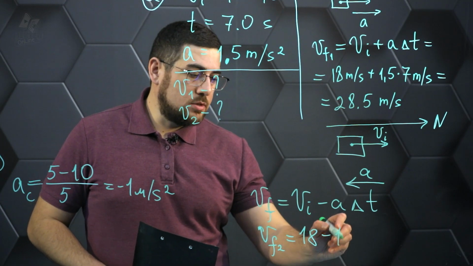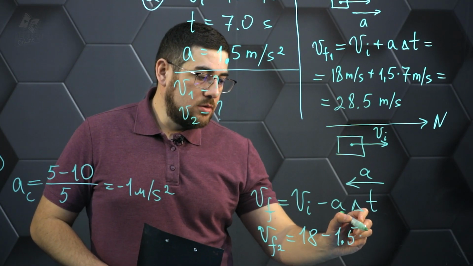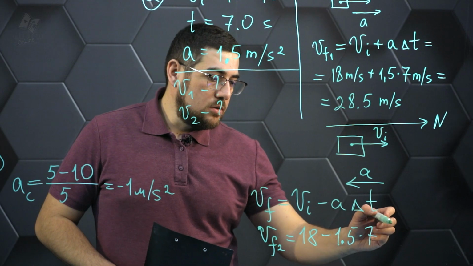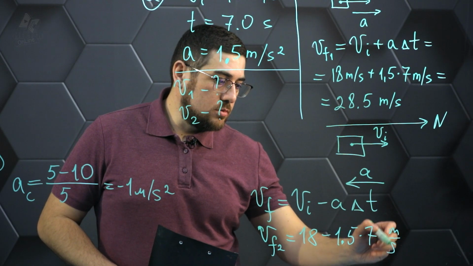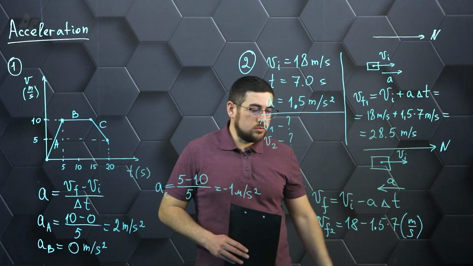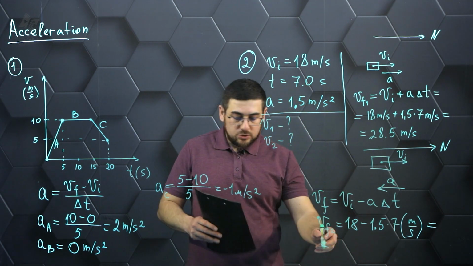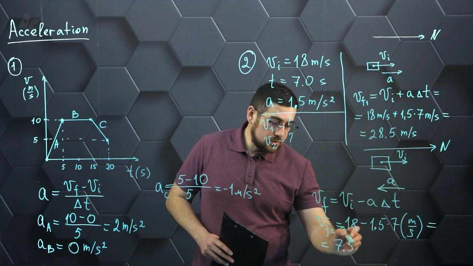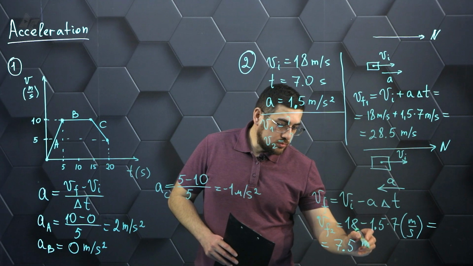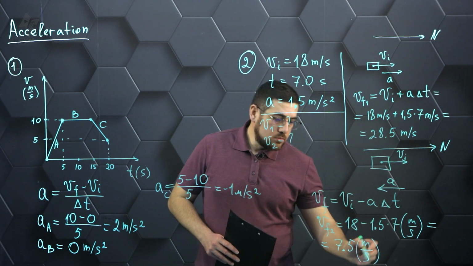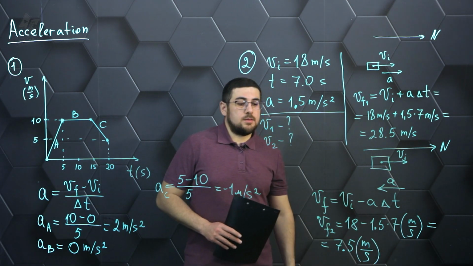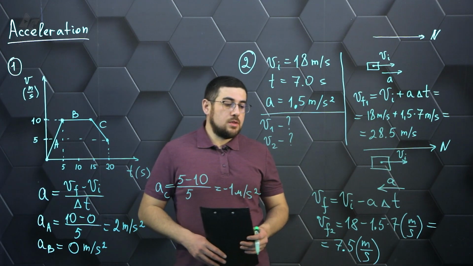18 minus 1.5 times 7, well, and the dimensionality of it will be all in meters per second. So the speed we get is 7.5 meters per second. Therefore, the velocity is 7.5 m/s, which is its terminal velocity in the second situation.